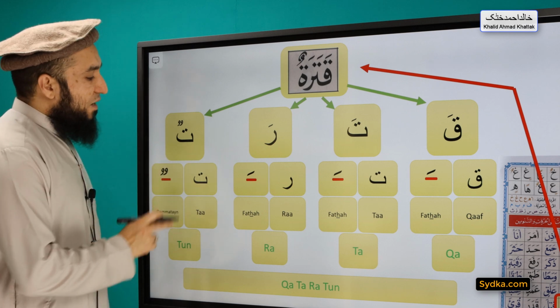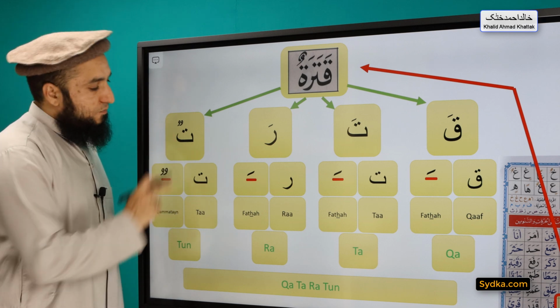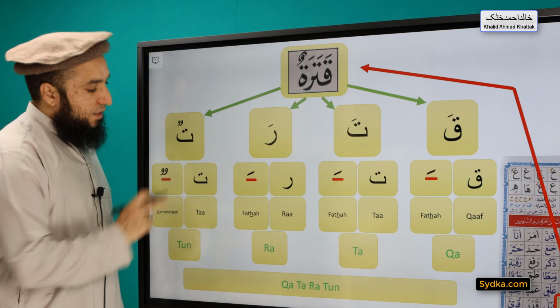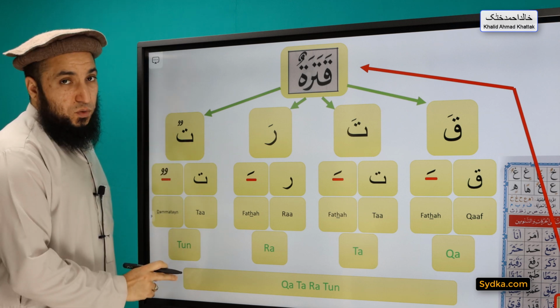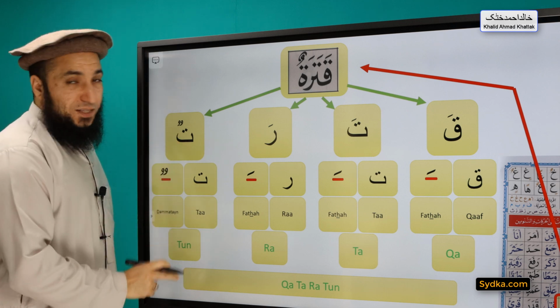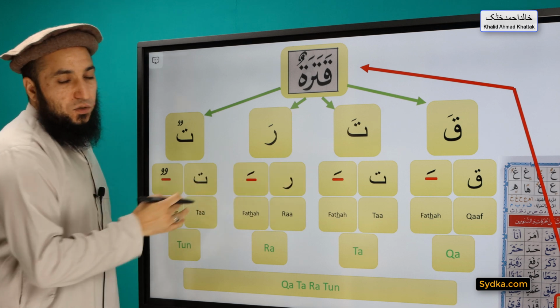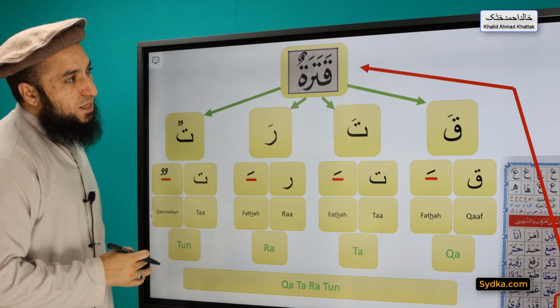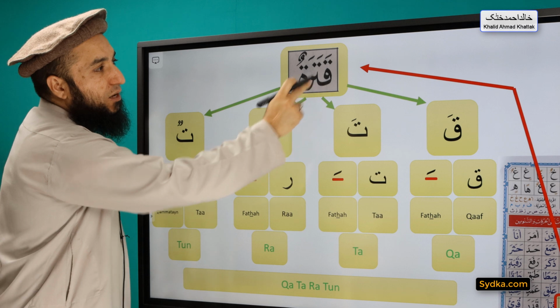The next syllable we have is ta dammatain tun. Ta is not silent and we have dammatain. Ta dammatain tun. So now we connect all these 4 syllables and we have qataratun.